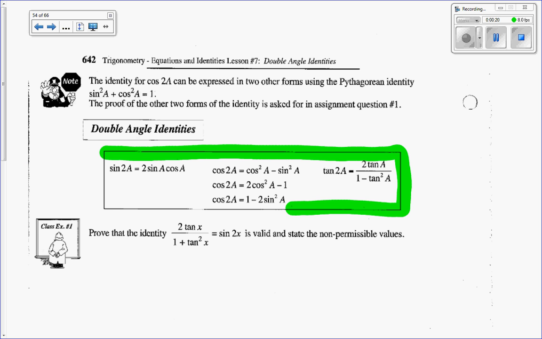What this means is sine 2A is 2 times sine A cos A, and then you can see cos 2A identities and tan 2A identities right there in the box. Okay, so what does this mean and how do we use it?